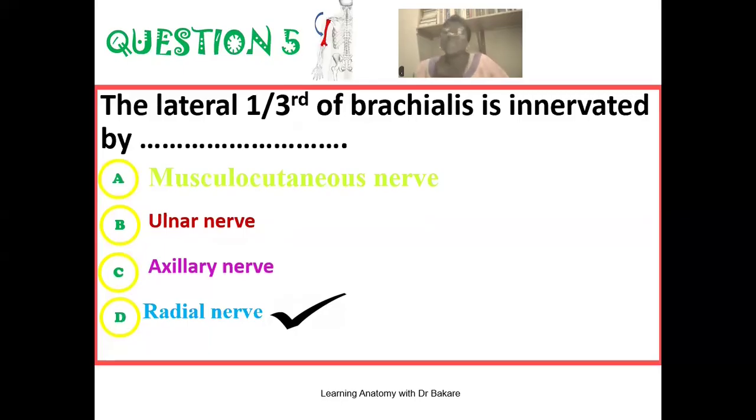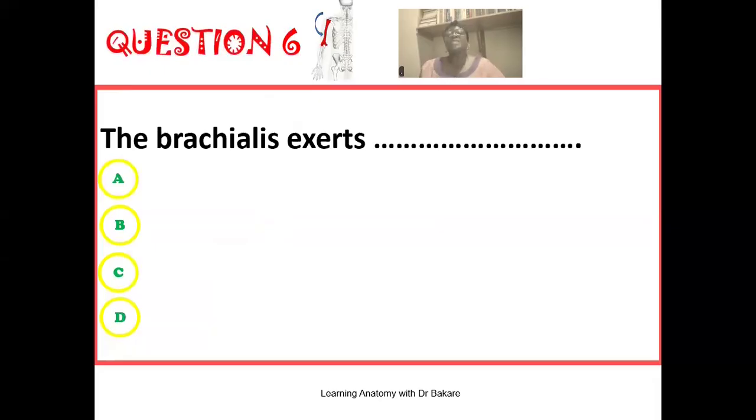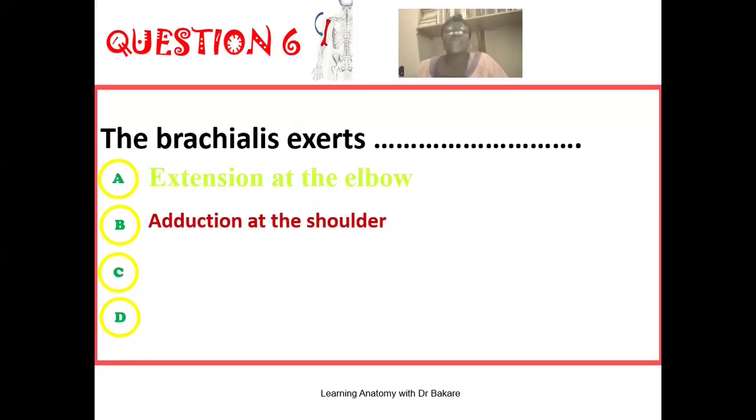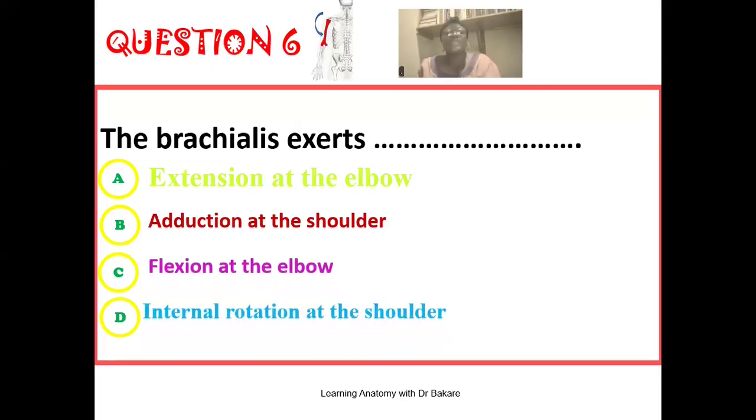This we've also highlighted in our previous lecture on the muscles of the arm. Now let's move to the sixth question, and this reads that the brachialis is seen to exert what? Is it seen to exert extension at the elbow? Is it seen to exert adduction at the shoulder? Is it seen to exert flexion at the elbow? Or is it seen to exert internal rotation at the shoulder joint?